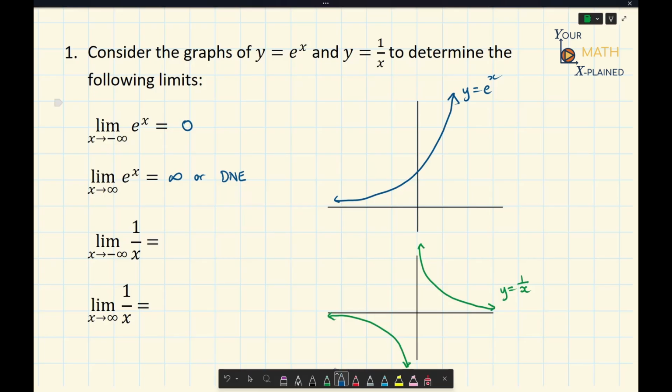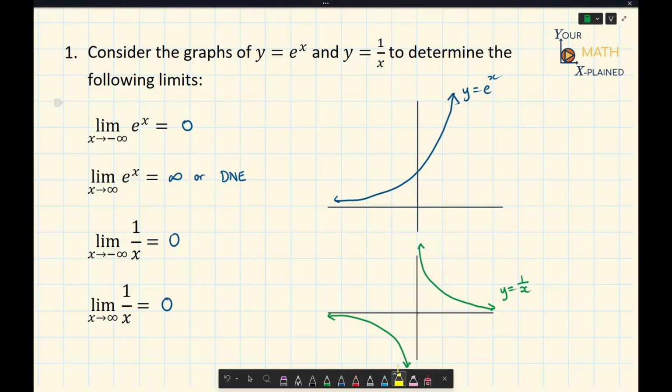Now the limit as x approaches negative infinity of 1 over x is the behavior of this green graph as we approach negative infinity. From here, we can see that we're going to get closer and closer to 0, which makes sense because if x is a really large negative number, then 1 divided by that is going to be a very, very small negative number. So the limit here is going to be equal to 0. And similarly, the limit as x approaches positive infinity of 1 over x is also going to be 0 because we're just going to get closer and closer to 0. So therefore, the limit here is also 0.